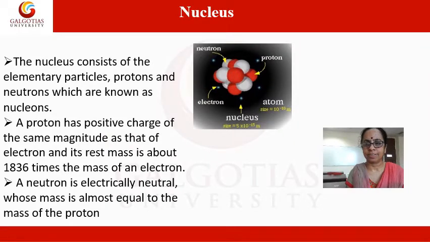The nucleus. The nucleus consists of elementary particles, protons and neutrons, which are also called nucleons. A proton has a positive charge and a mass which is 1836 times the mass of an electron. A neutron is electrically neutral and its mass is almost equal to the mass of a proton.